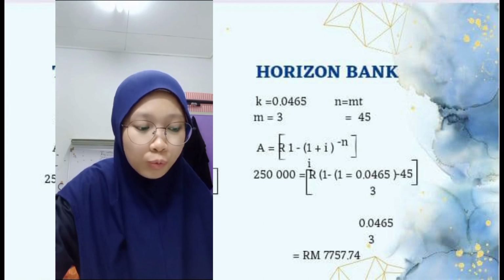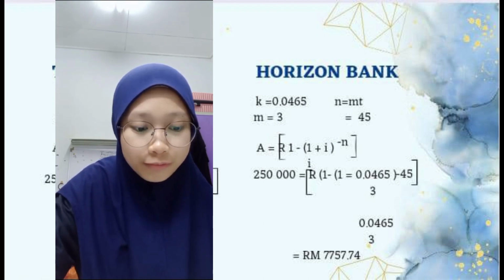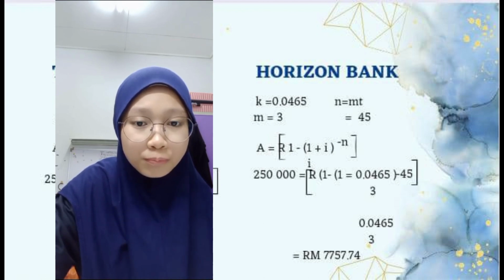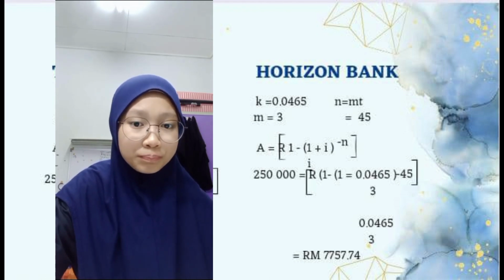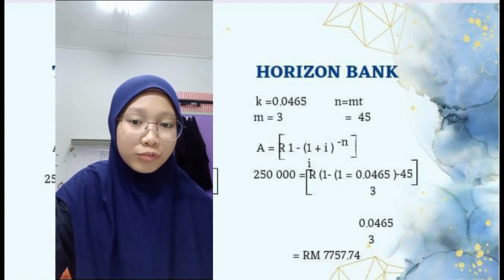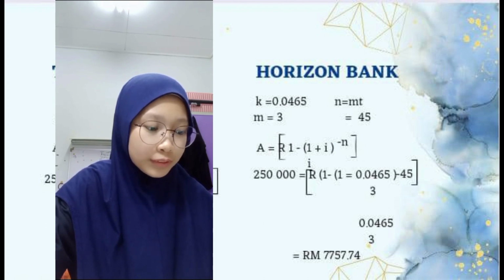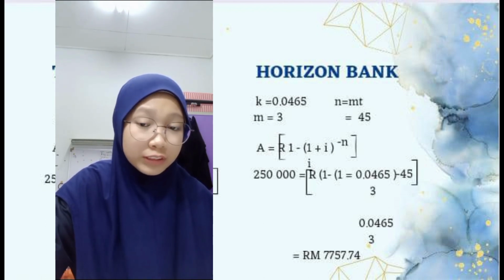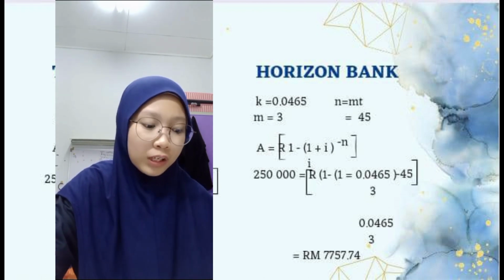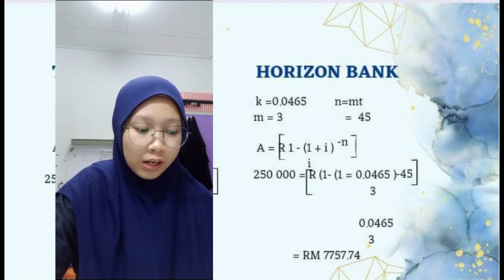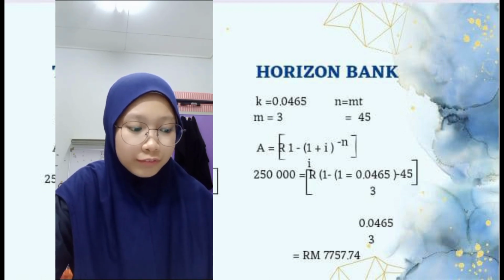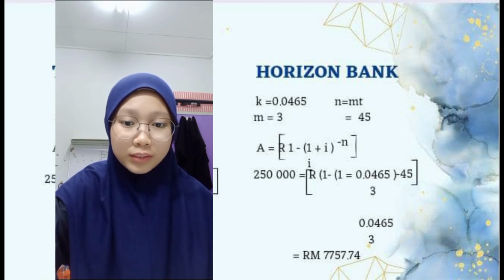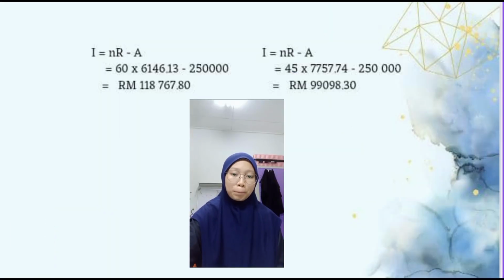How to get 1.0465? Because Horizon Bank's basic interest charge is 4.65%, and we change it to a decimal. So we get 0.0465 and divide by 3, then divide 0.0465 by 3. And we'll get the answer for R, which is the periodic payment, 7757.74 ringgit.